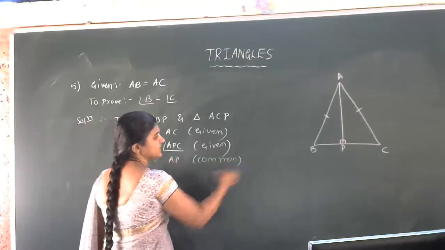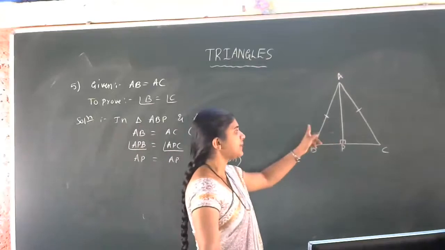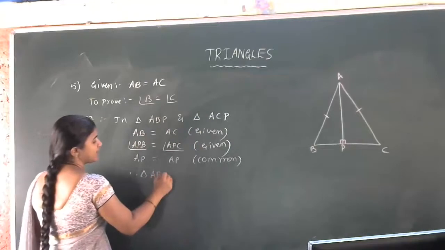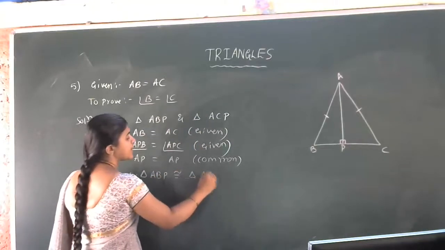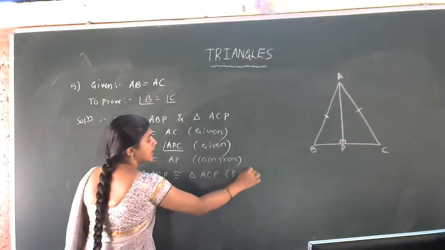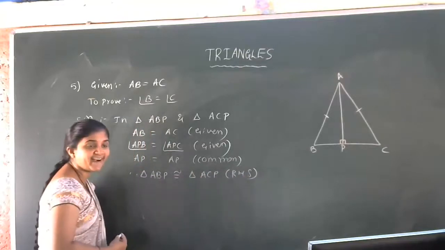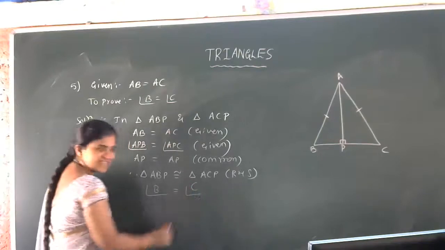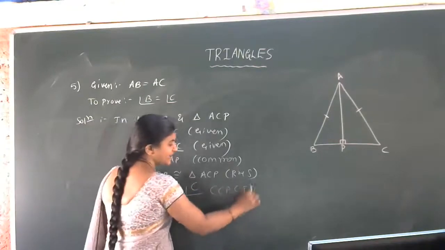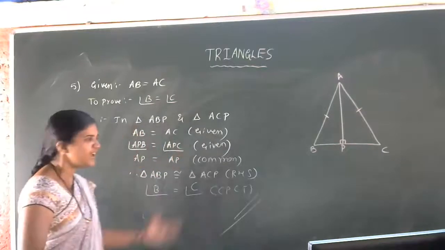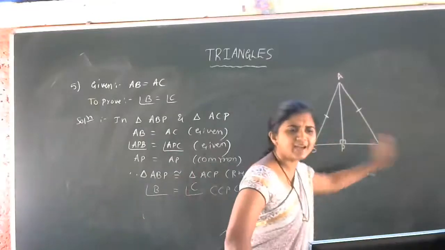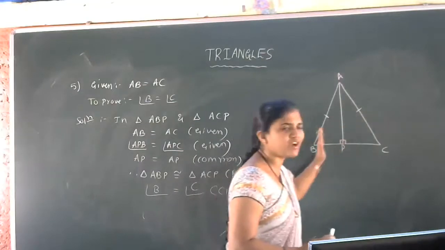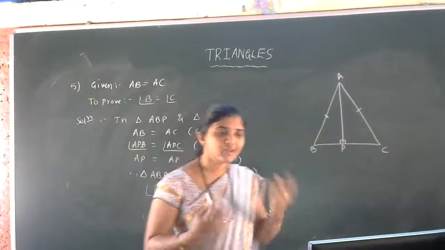Which congruency criteria? Right angle, hypotenuse and side, RHS. Therefore, triangle ABP is congruent to triangle ACP according to the RHS congruency criteria. Now in CPCT, can we write directly angle B is equal to angle C? Angle B and angle C are the corresponding parts of the congruent triangles. So, by CPCT, we get the result that angle B is equal to angle C.